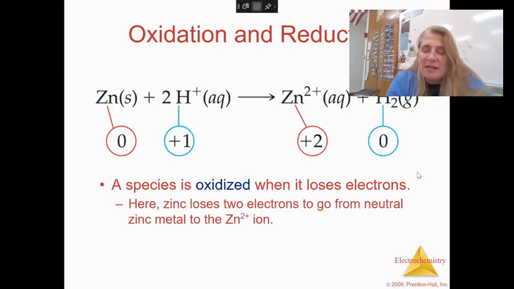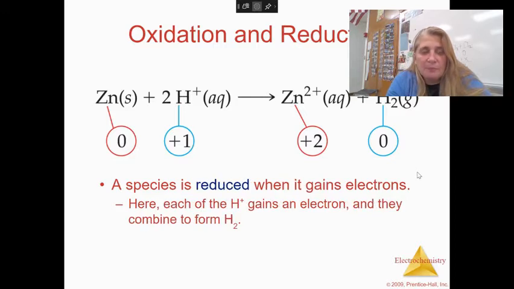This is hard to keep track of because it seems a little bit backwards when you're losing electrons to become positive. But just think of electrons as a negative charge. So a species is oxidized when it loses electrons. In reverse, a species is reduced when it gains electrons. Reduced is sometimes easier to figure out because when a species is reduced, its charge will also be reduced.